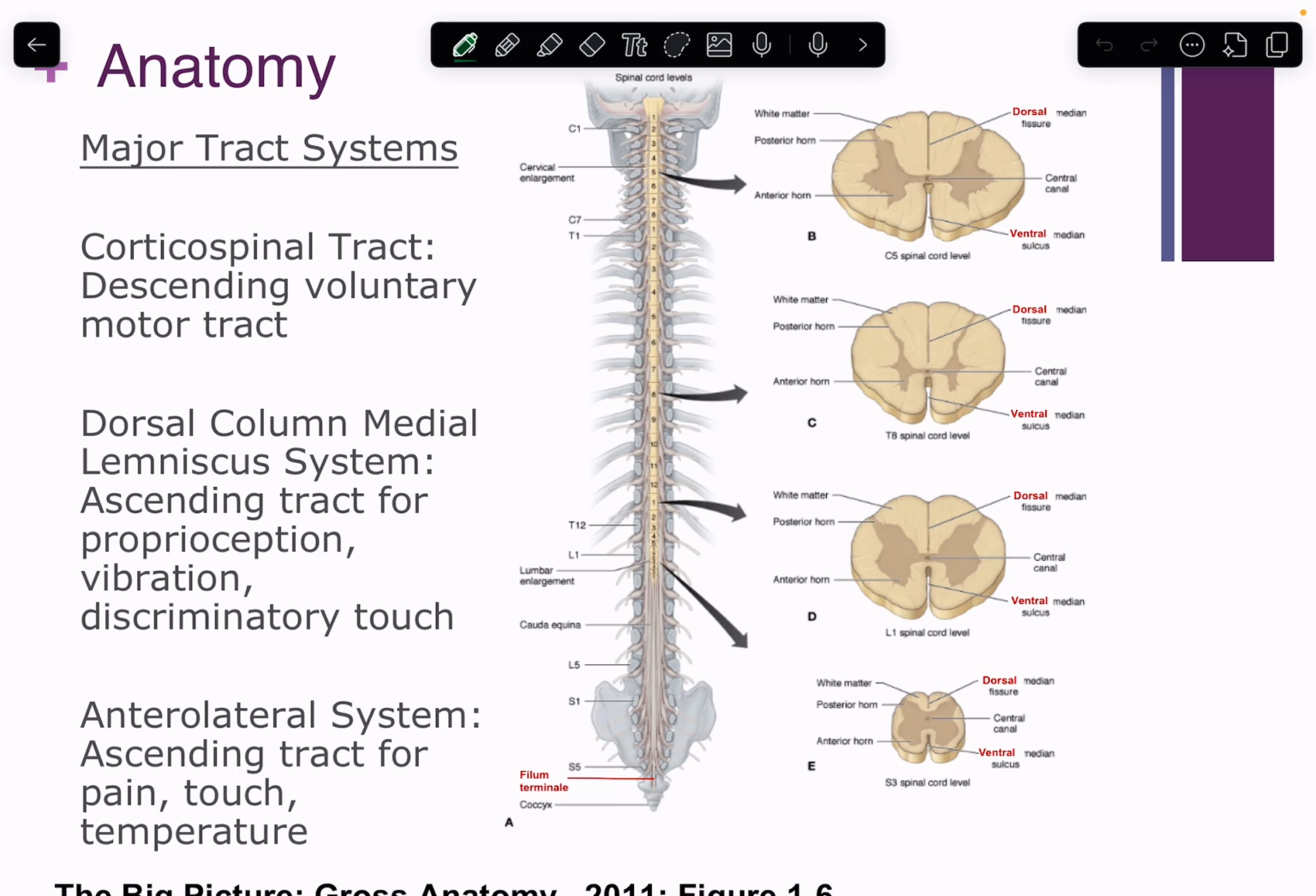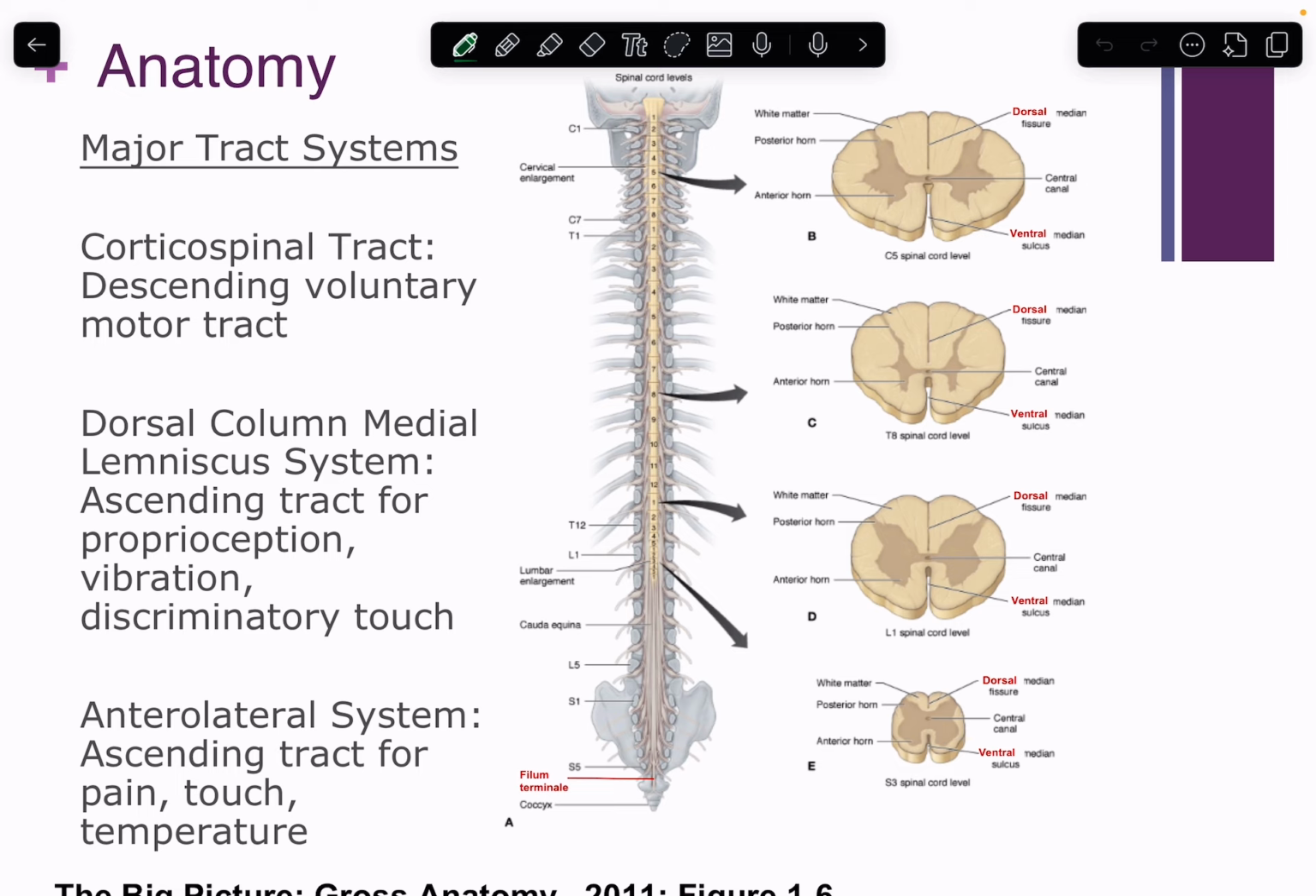So a lesion in this anterolateral system or spinothalamic tract can lead to deficits in pain and temperature, but remember, it's on the opposite side of the body relative to the lesion. So conditions like syringomyelia, which disrupts this pathway, can also cause cape-like loss of pain and temperature sensation over the shoulders and upper limbs. Okay. So what are the differences again for these three major tract systems?